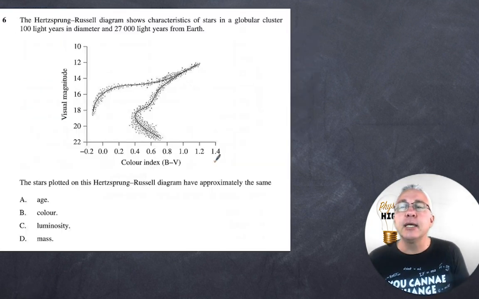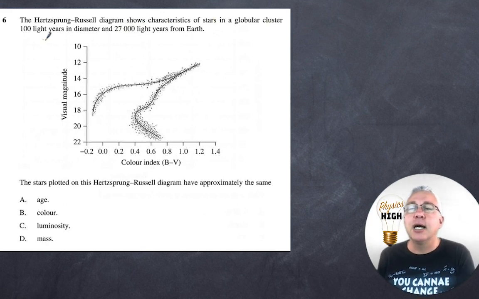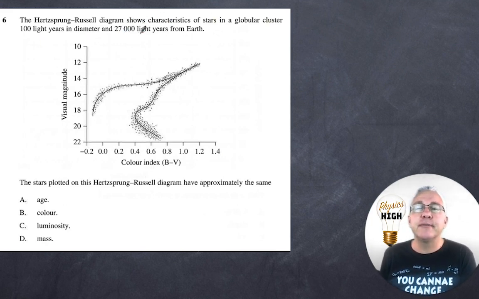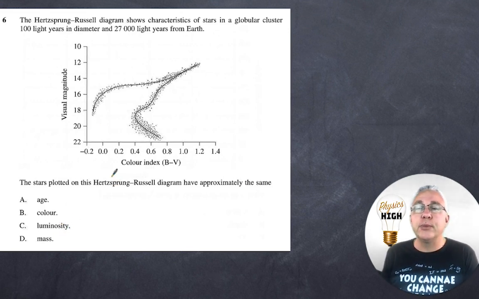Question number 6. The Hertzsprung-Russell diagram shows characteristics of stars in a globular cluster 100 light years in diameter and 27,000 light years from Earth. The stars are plotted on the Hertzsprung-Russell diagram and have approximately the same what? Is it age, color, luminosity, or mass? Now we can actually cut out two responses pretty quickly because here we have our brightness. So this is particularly bright up here. And here we have our dim stars.